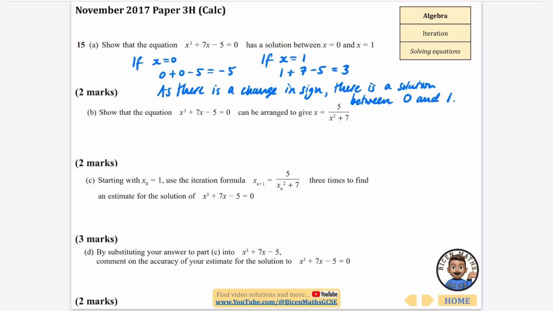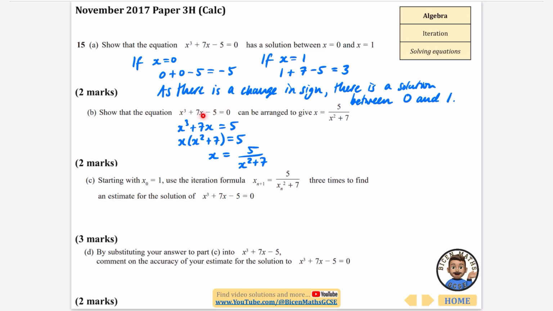Show that the equation can be rearranged to give this particular thing that we have here. So definitely the 5 is on the other side, and then dividing by an x squared plus 7. So let's begin by putting the 5 on the other side. And then I think there's going to be some kind of factorising. So if I factorise and I have an x squared plus 7, I'm then just going to say that x is equal to 5 over x squared plus 7. And this is the iterative formula.